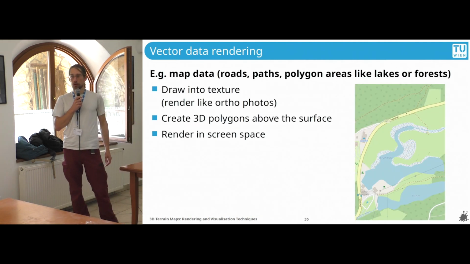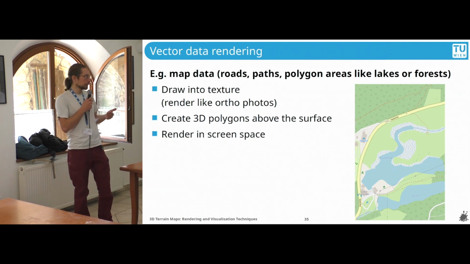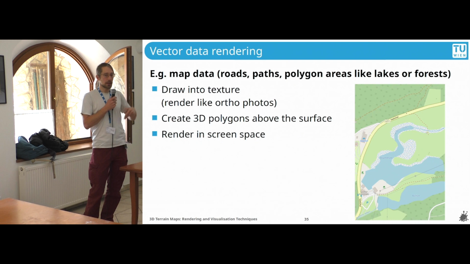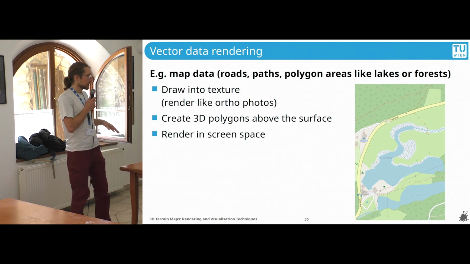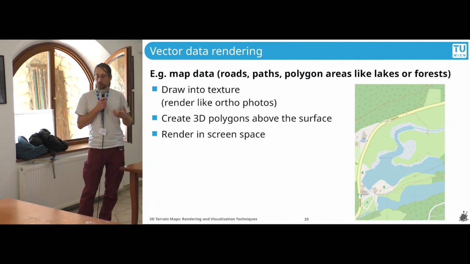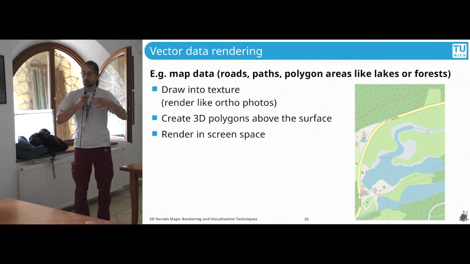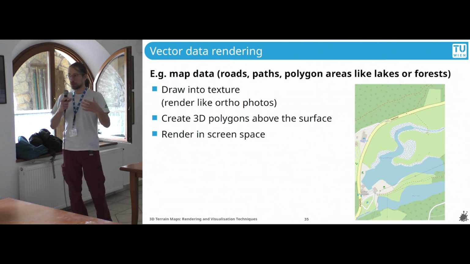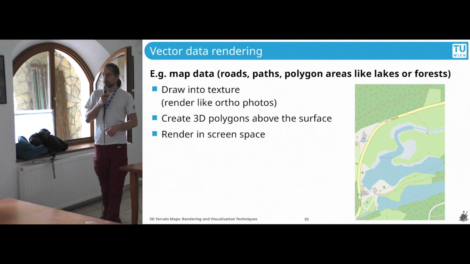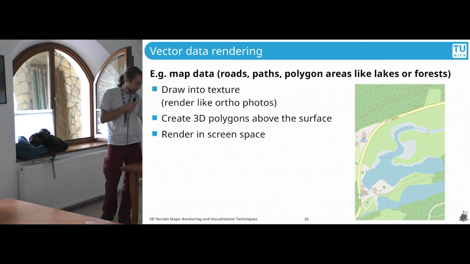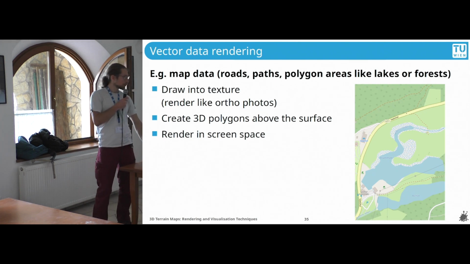And there are several options. You can draw into texture, very much like an orthophoto texture, and then you can simply render it. You can create 3D polygons above the surface, so that, for instance, a path is actual geometry, or you can render this whole thing in screen space. So let's go through these options.